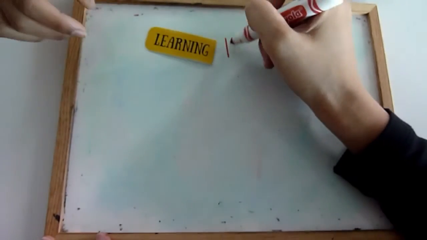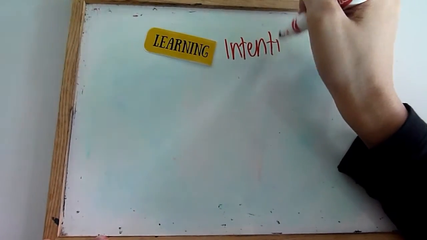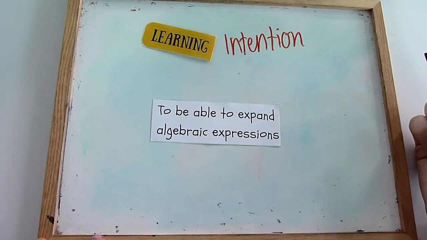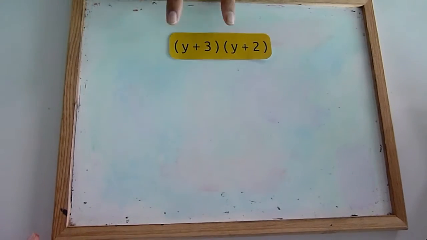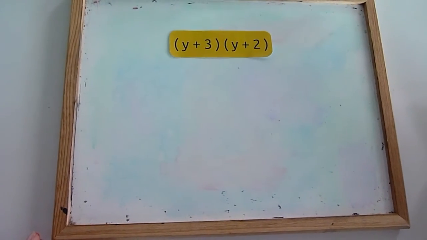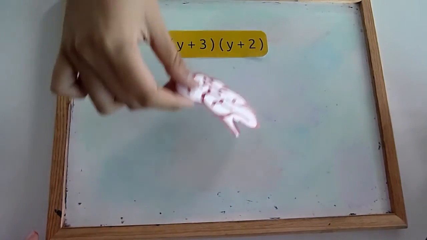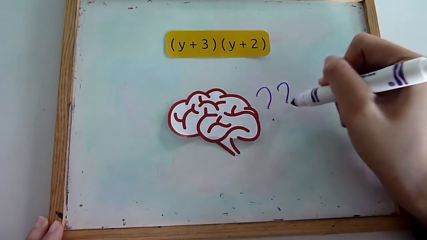Today's learning intention is to be able to expand algebraic expressions. Expanding also means to get rid of brackets. Look at the expression here. There are 2 brackets in there. Ooh, does it look complicated and scary? Is your brain confused yet?